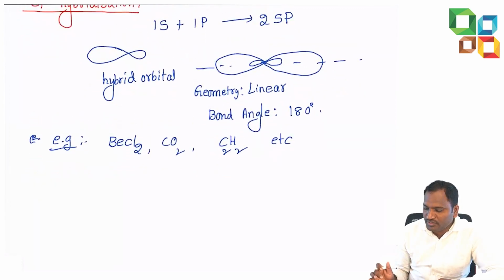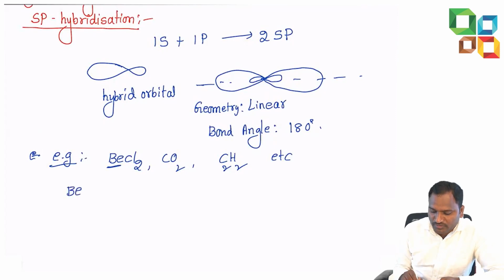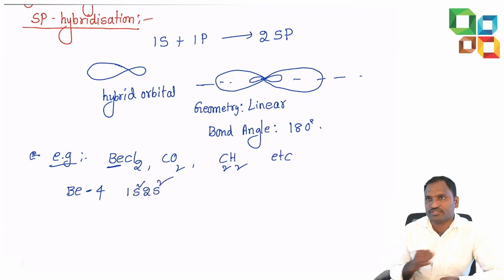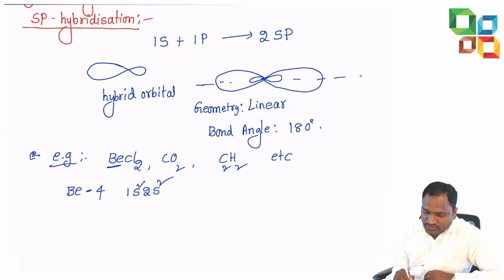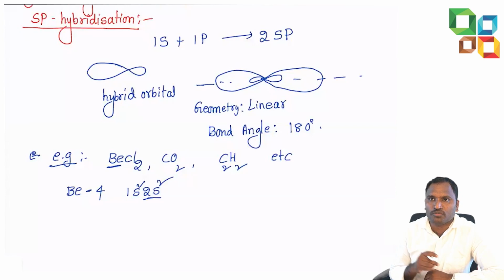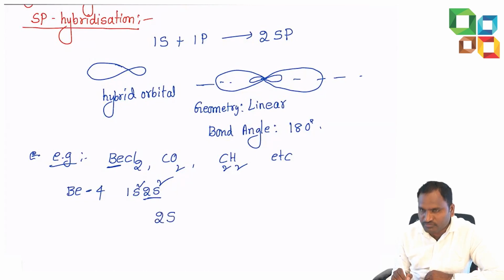Now, in beryllium chloride, how does beryllium undergo sp hybridization? I told you only the central atom undergoes hybridization. The central atom is beryllium, atomic number 4. Its electronic configuration is 1s2, 2s2. I also told you one more point: valence shell orbitals undergo hybridization. Here the valence shell is the second shell, students.